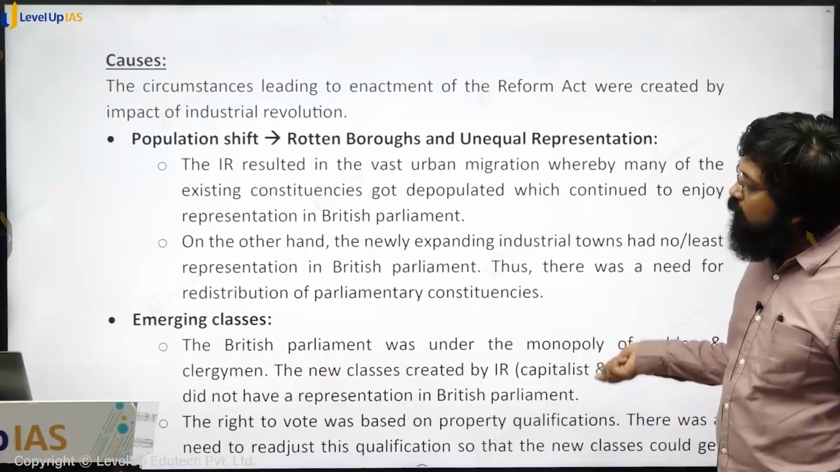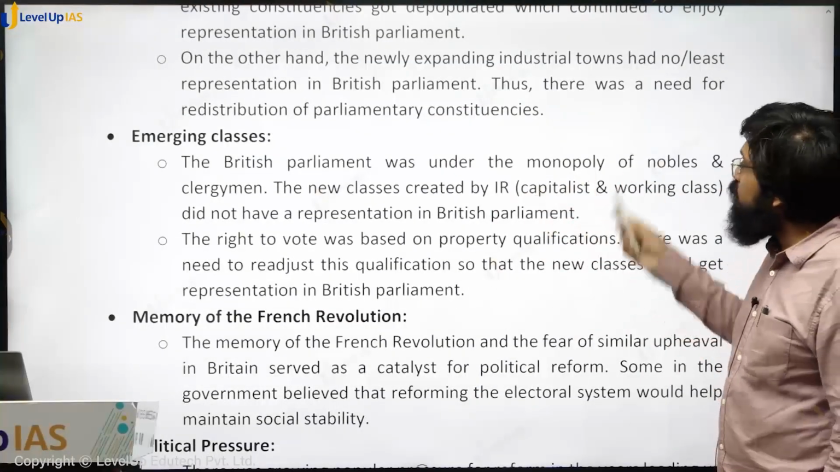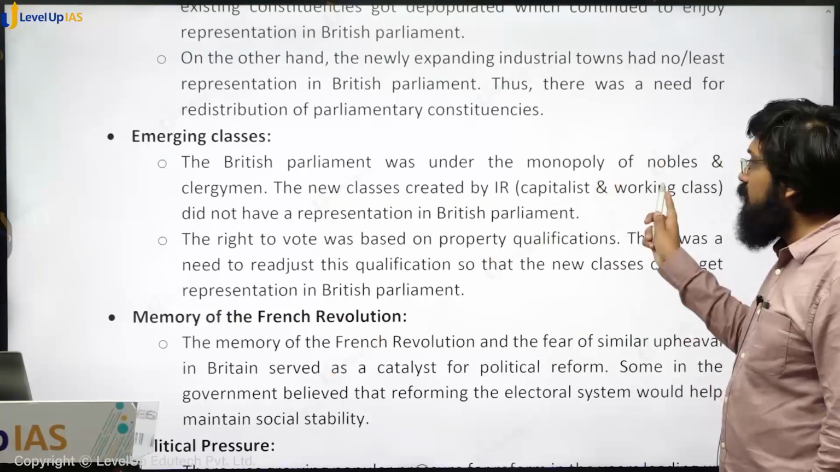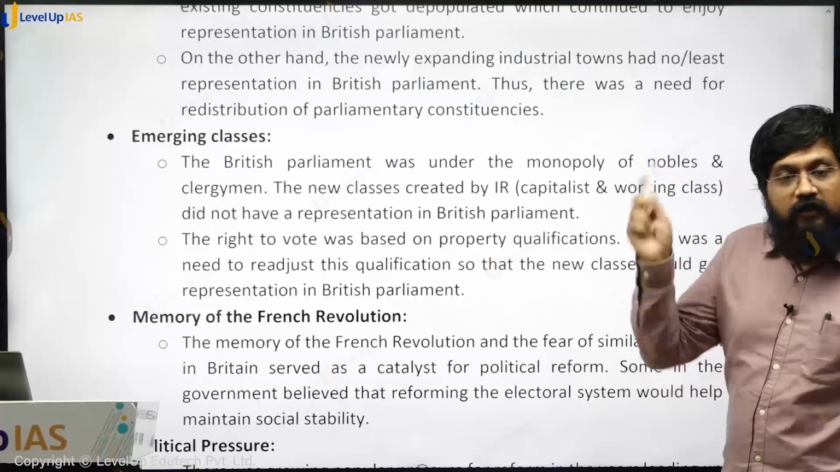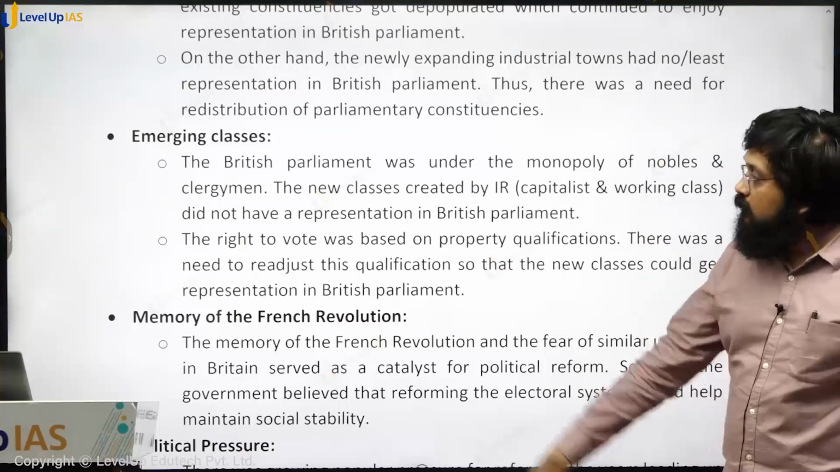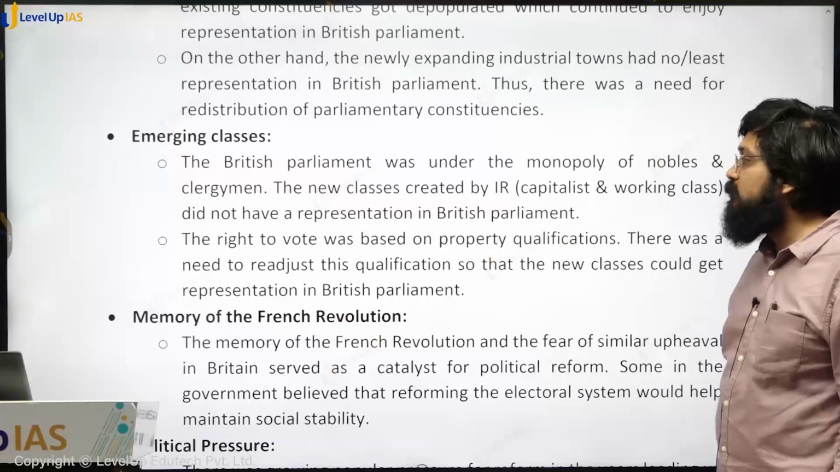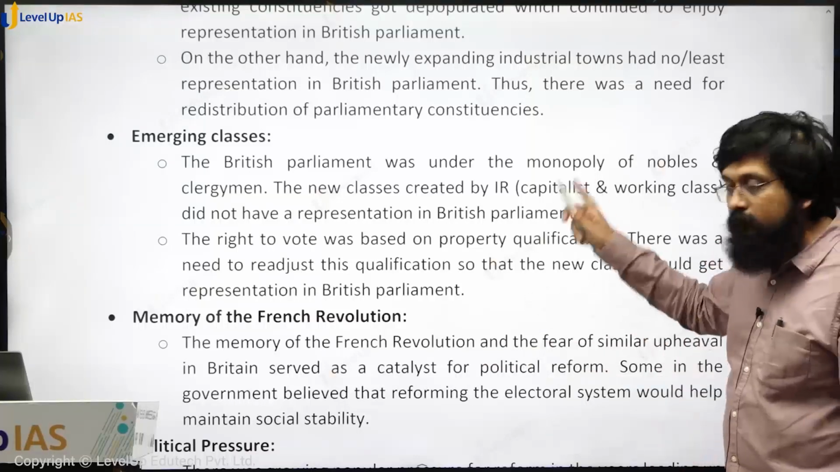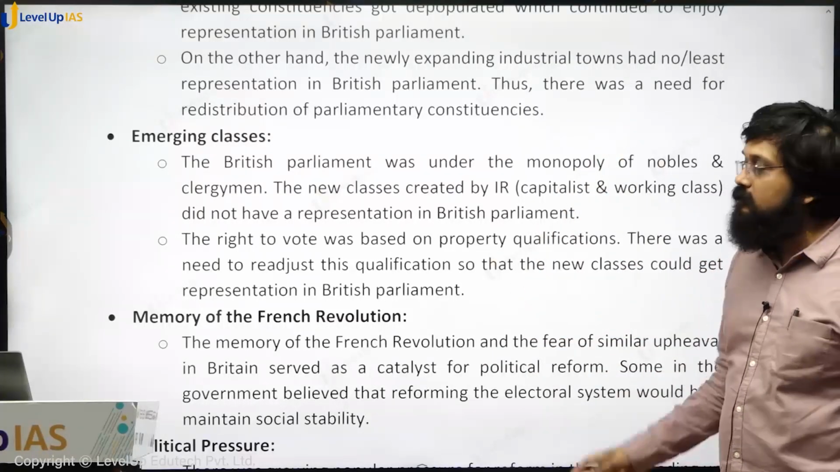The second need was also from the class perspective. The British Parliament was under the monopoly of nobles and clergymen. The new classes created by IR, both capitalist and working class, did not have any representation in the Parliament. उनके voting rights ही नहीं थे middle class के पास. So the right to vote was based on property qualification. There was a need to readjust this qualification so that maximum people can start voting. So इस movement में both middle class and working class came together.